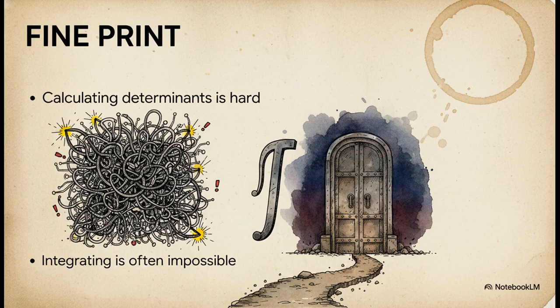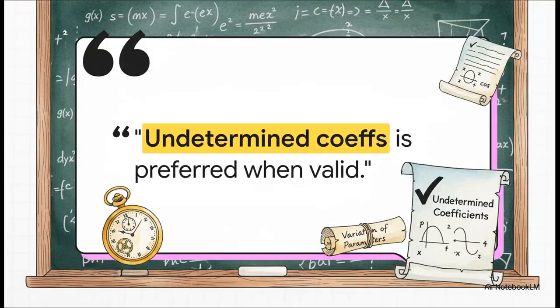First, calculating the determinant of a 3x3, or heaven forbid, a 4x4 matrix of functions can be incredibly tedious and super prone to little mistakes. And second, and this is the real kicker, even after you do all that algebra, the final integral you set up might be really, really hard, or maybe even impossible to solve with standard techniques. And that brings us to the golden rule, the main takeaway here. If the method of undetermined coefficients is an option, meaning your g of x is a nice polynomial or an exponential or a sine or a cosine, you should always use it. It's just so much faster and simpler. You want to save variation of parameters for the moments when you have absolutely no other choice.